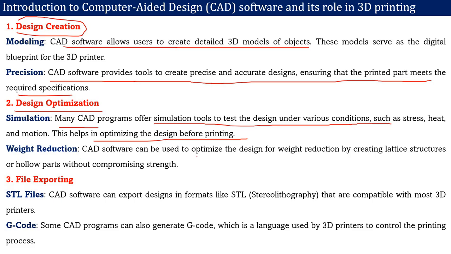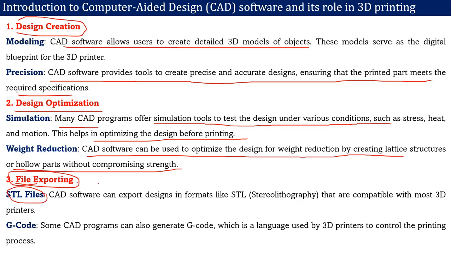Weight reduction: CAD software can be used to optimize the design for weight reduction by adding lattice structures or hollow parts without compromising the strength. And the last part of this 3D modeling software is file exporting. For 3D printing, we require STL files. From the 3D modeling software, the model can be exported as STL files. G code: some CAD programs also generate the G code, which is a language used by the 3D printer to control the printing process. Finally, these STL files are converted into G codes, and using these G codes our 3D printer prints the 3D model.